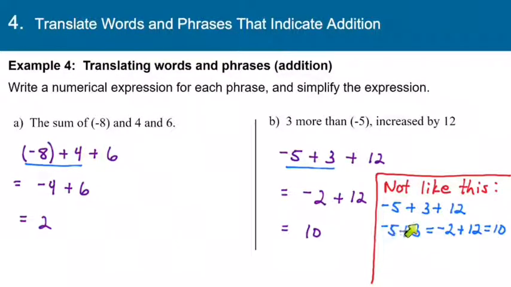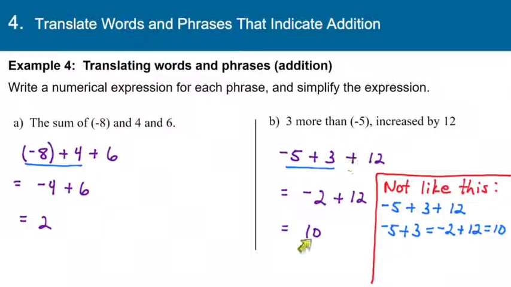Do you see how what we have on the left side of the equal mark does not match what we have on the right side of the equal mark? This says basically that -5 plus 3 is equal to 10. That's not true. -5 plus 3 is equal to -2, period. You can't tack on the plus 12.